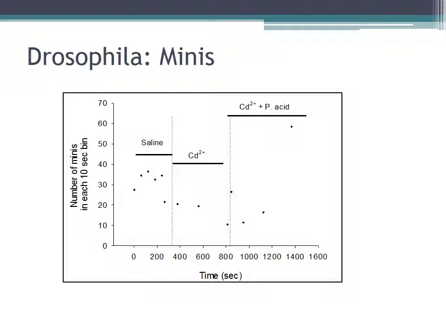What I just explained, you can also see in this graph. On the y-axis, you can see the number of minis in 10 seconds, and on the x-axis you can see the time. First we did it in saline, so that's a reference, and each point stands for a preparation. Then we did it in cadmium, and you can see that the number of minis decreases. At the very end, we added cadmium and propionic acid, and you can see that there are still some preparations where the number of minis is increased. Therefore the calcium has to come from intracellular stores to release those minis.